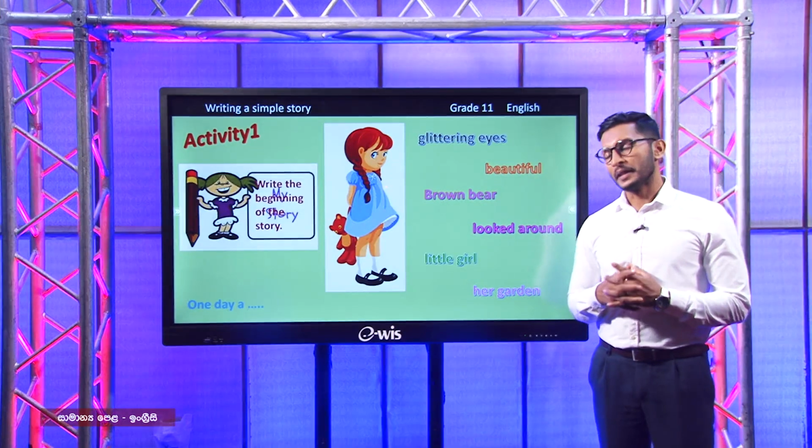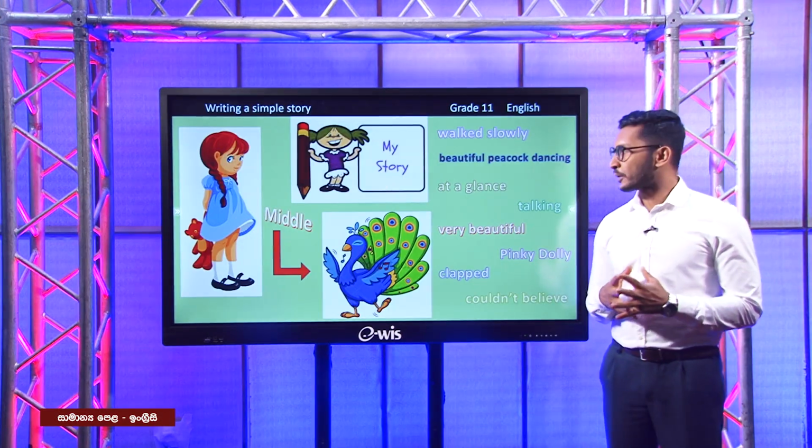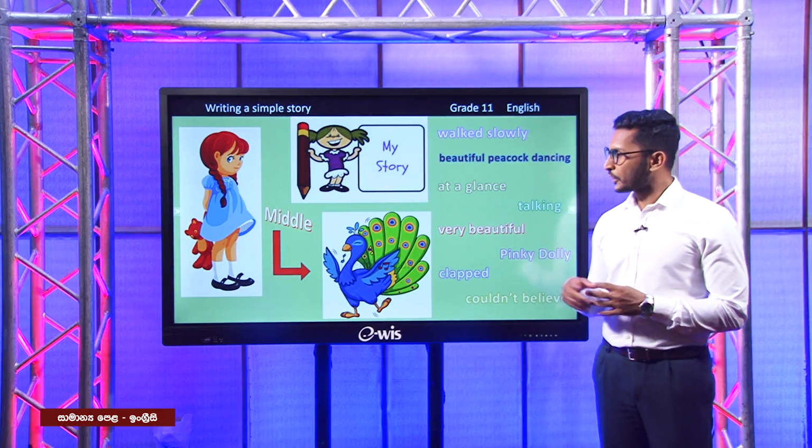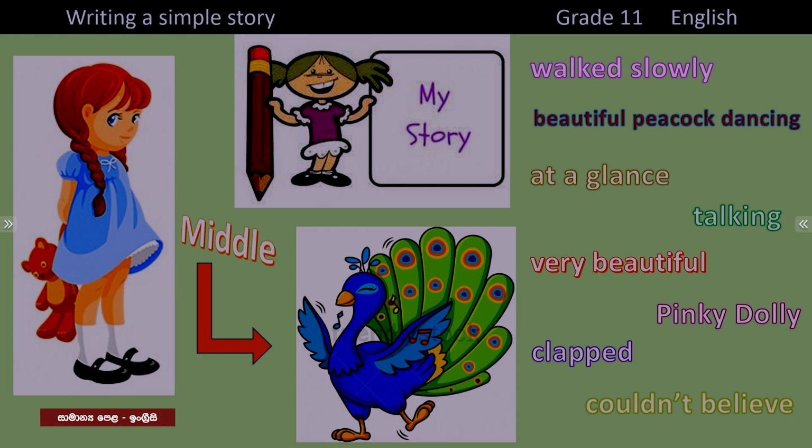Hope you have written the beginning of the story. Now we have come to the middle of the story. We are going to introduce the second character and the third character, the doll as well. So there's a connection, so I have shown it with an arrow. Let's read the phrases and words.